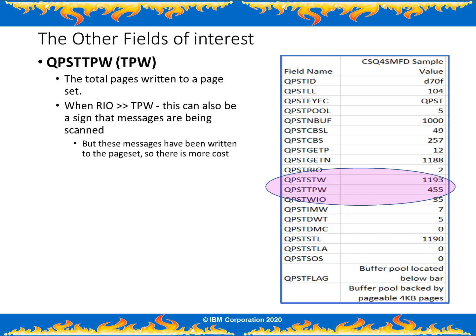QPST TPW is the total number of pages written to a page set. This can also be an indicator of scanning when compared with the read I/O count, and it's an even more expensive kind of scanning, one where you're doing actual I/O, because the messages have been written to a page set and are no longer available in the buffer pool. Hopefully you will be able to avoid this.